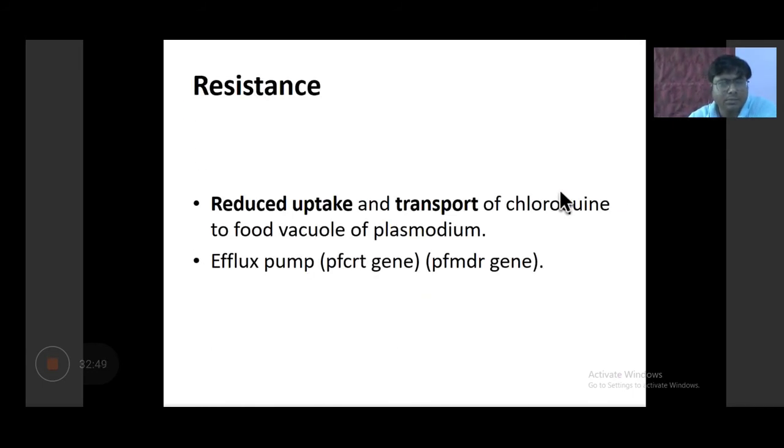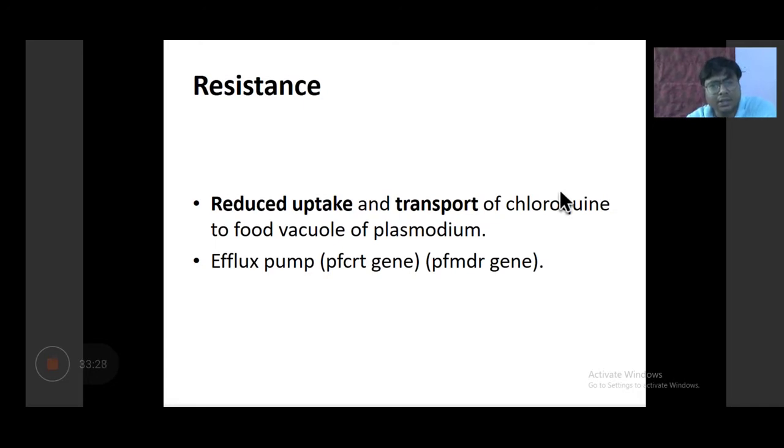What is the mechanism of development of resistance to chloroquine? Because now the plasmodium in our country is resistant to chloroquine. But still we are giving chloroquine to some patients, and they respond. But nowadays the drug of choice is artemisinin, because we cannot count on chloroquine to treat our patients. So resistance is reduced uptake and transport of chloroquine to the food vacuole of the plasmodium. This is one thing a plasmodium can do to prevent itself from being killed by chloroquine. So it will reduce the uptake and transport of chloroquine.